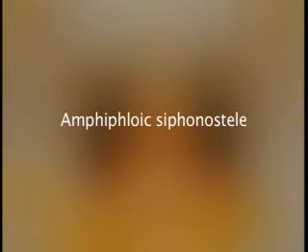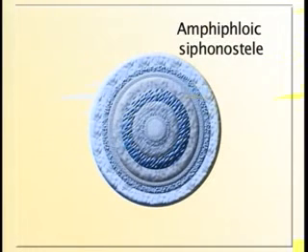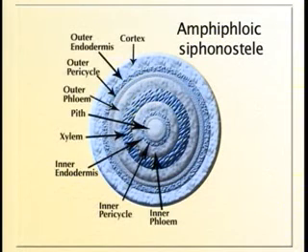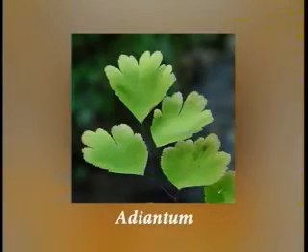Amphiphloic siphonostele. In this type of siphonostele, the pith is surrounded by inner endodermis, inner pericycle, inner phloem, xylem, outer phloem, outer pericycle, and outer endodermis. So, in this case, phloem surrounds the xylem internally as well as externally. It is found in Adiantum and Marsilea.